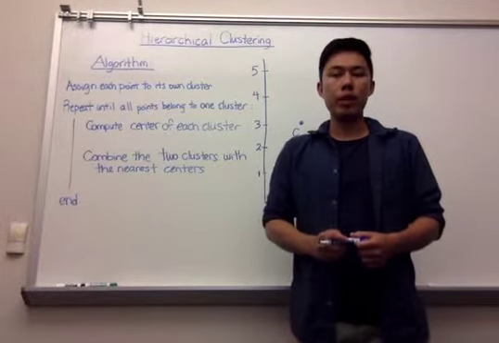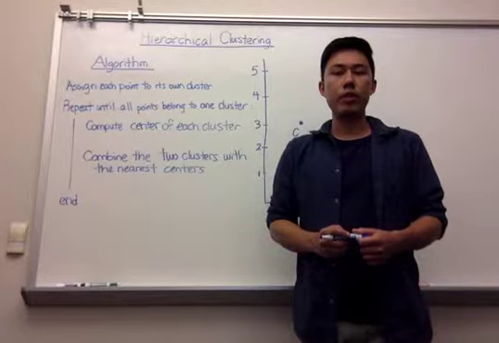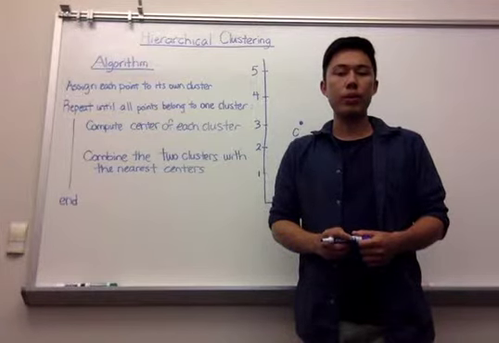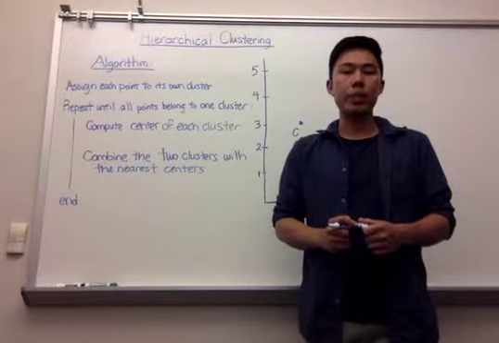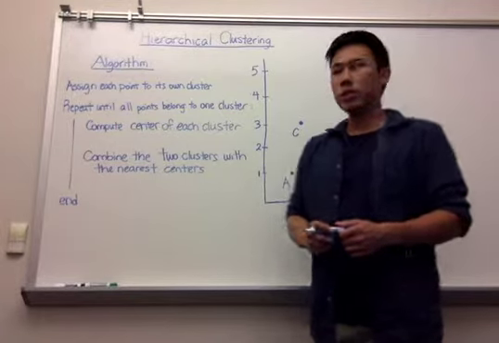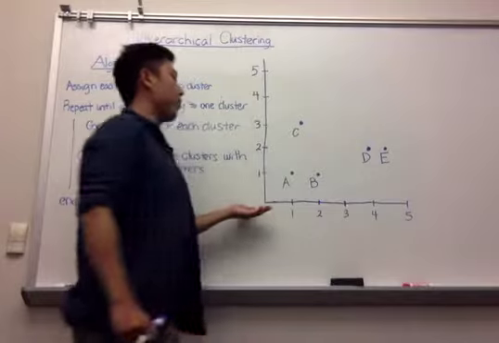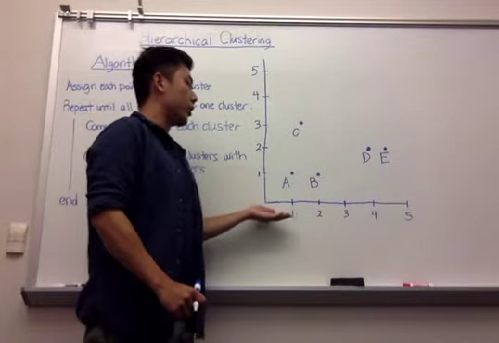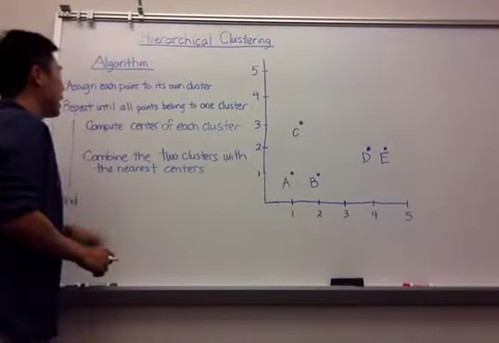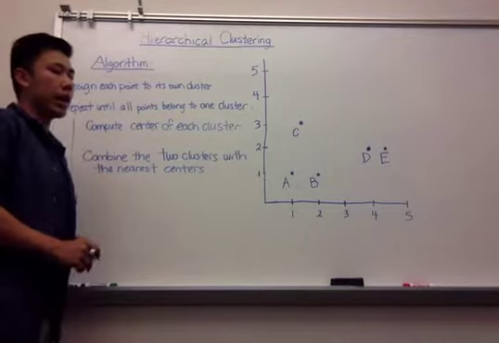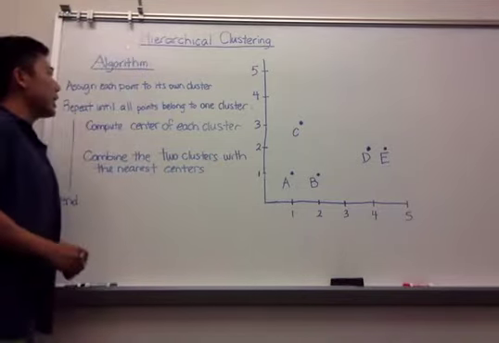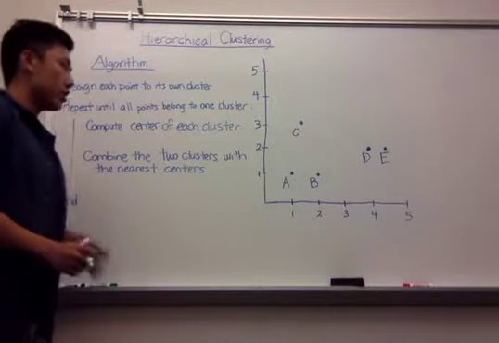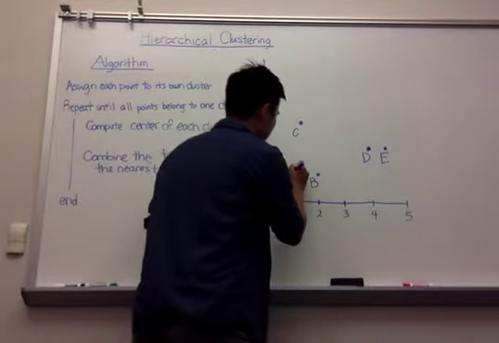Specifically, I'll be talking about the agglomerative hierarchical clustering method, which is a bottom-up approach, which allows you to build clusters from the bottom up as you go up the hierarchy. First, we start with 5 points from A to E on this graph, and then I'll go through the algorithm and explain the clustering process through this diagram. First, we want to assign each point to its own cluster. So we want to draw a cluster around each point here.